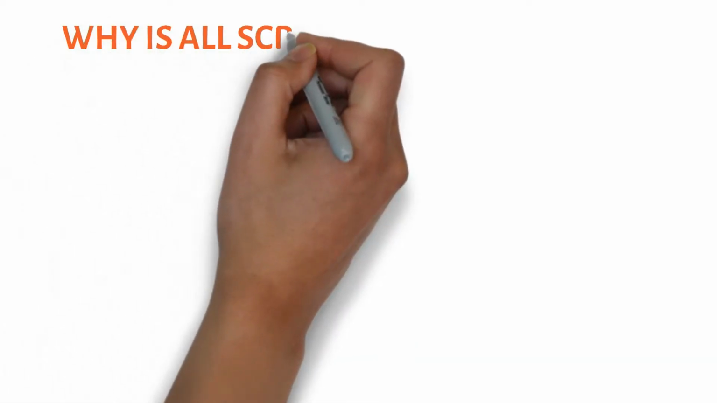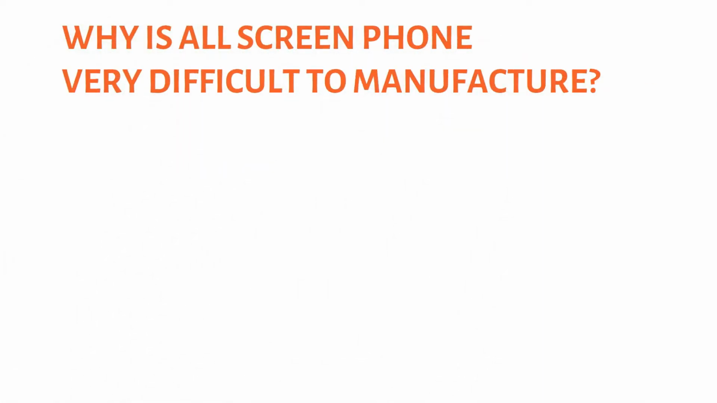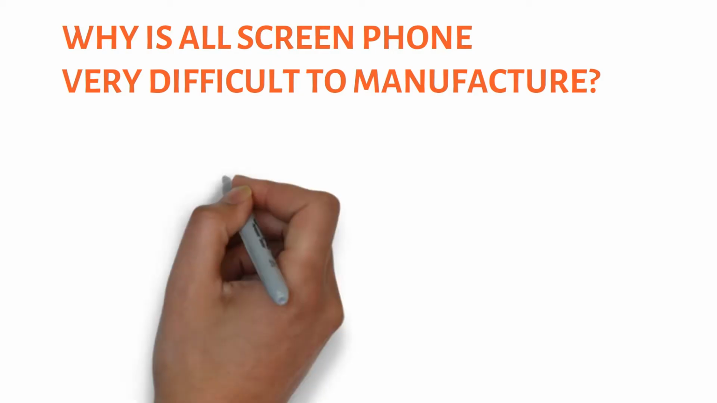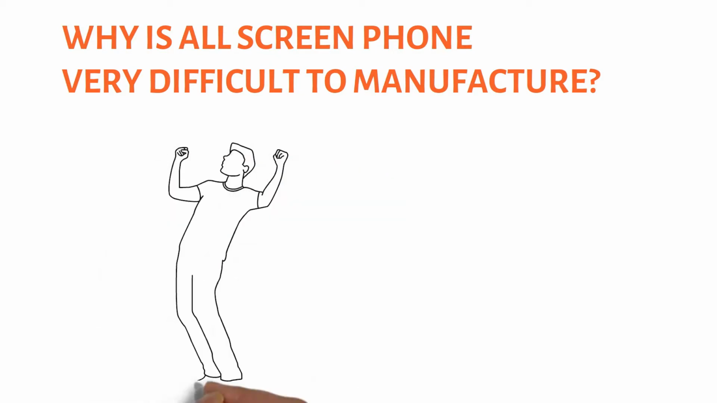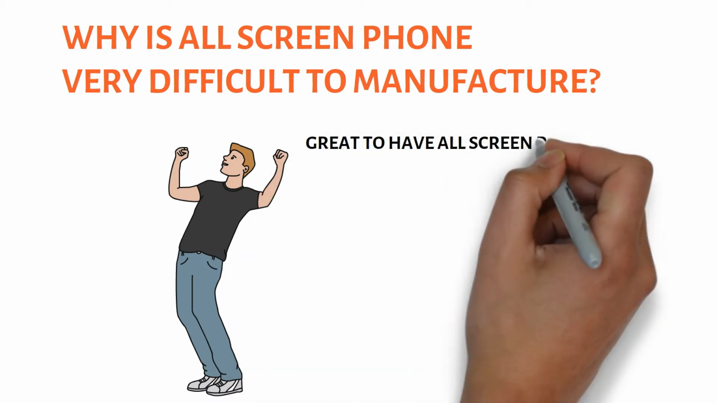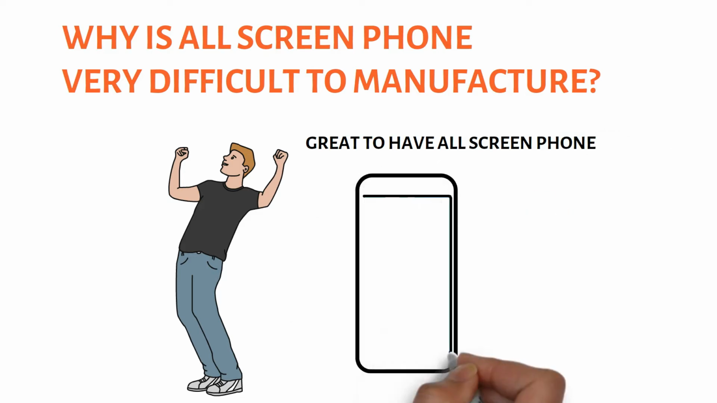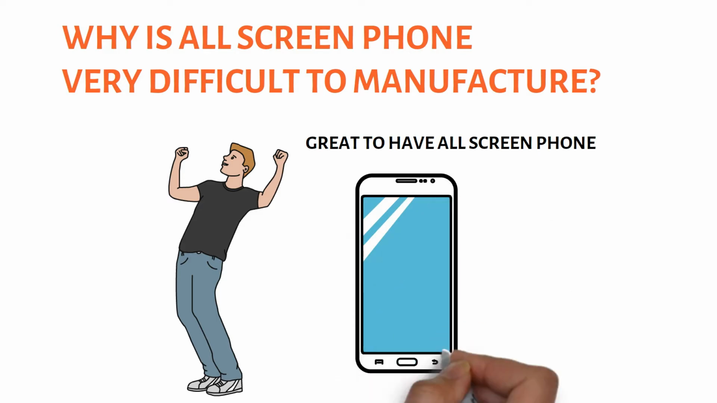A question comes to my mind. Why is an all-screen phone very difficult to manufacture? When you look at a modern smartphone, you have a very large display, but that display has some borders to it, some edges to it, and you might be seeing a very small chin on your smartphone. Wouldn't it be great to have an all-screen phone where the complete cell phone is a display?